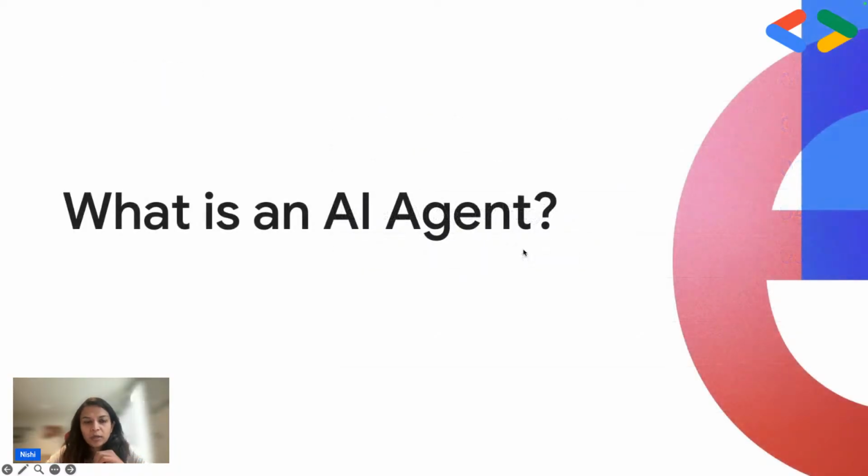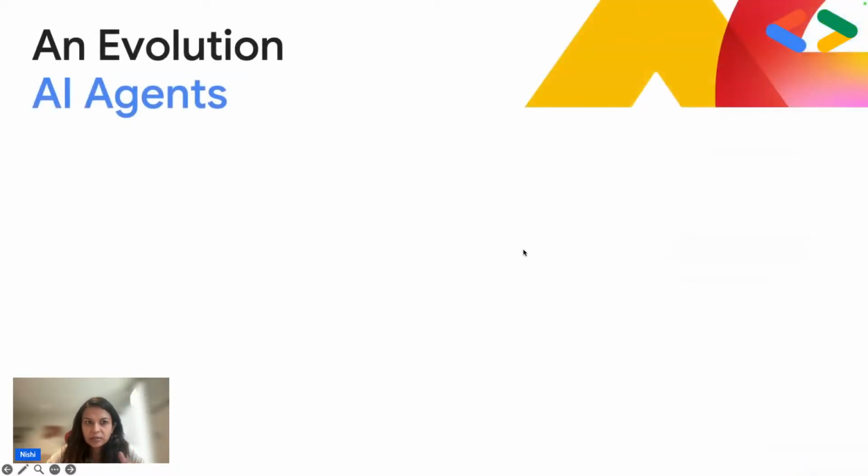All right. So what is an AI agent? An AI agent is a software system that autonomously perceives its environment, makes decisions, and takes action to achieve specific goals. Okay, that's the definition. We'll understand it through different examples, key components, and everything in the coming slides. But first, let's talk about the evolution of agents.